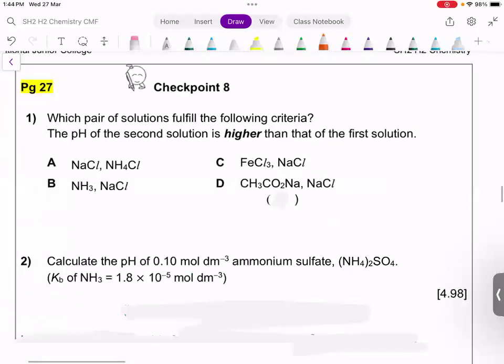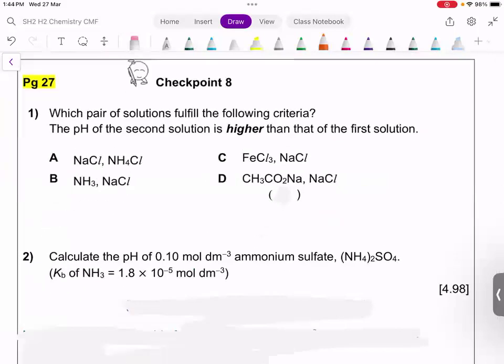So let's look at checkpoint 8. You should have done this homework already. Okay, so what's your answer? Denmark? Banana? So do you have your answer, banana? What's your answer? Canada. Okay, why not banana?